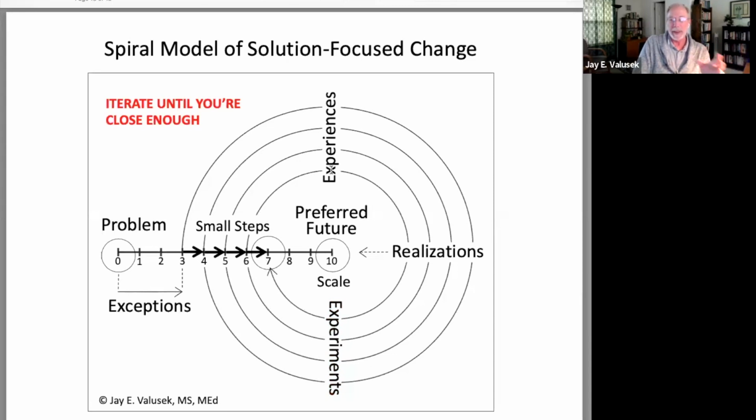And here's where the word iteration comes in. It's an iterative process, and you keep doing that. And what I always emphasize to people is the speed and the number of those steps is not set. Those small steps could all take place within 3 days, and you could move from 3 to 7 on the scale. Or it could take 3 months, or it could take 3 years. The point is, if you're moving, you're not stuck.